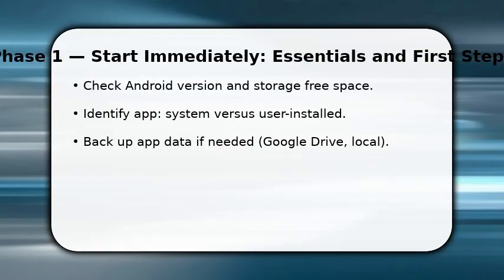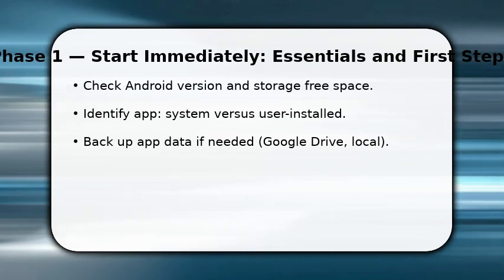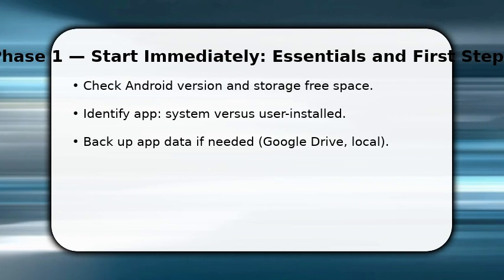Enjoy the video. You begin by confirming Android version and freeing a little storage. This avoids errors during removal. Next, open Settings and go to Apps or Apps and Notifications so you can see installed items. Tap the specific app you want removed, make sure it is not a system-critical component.